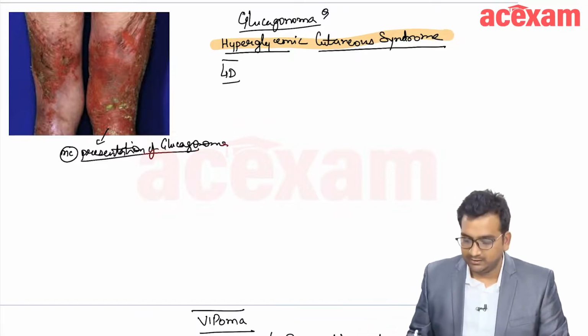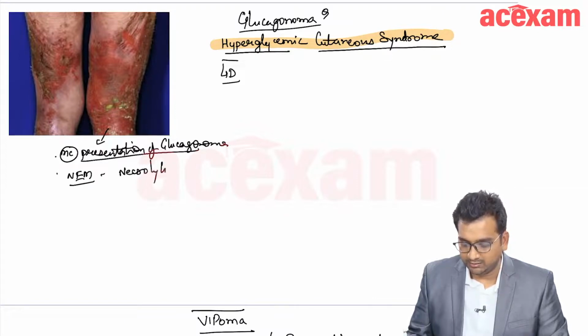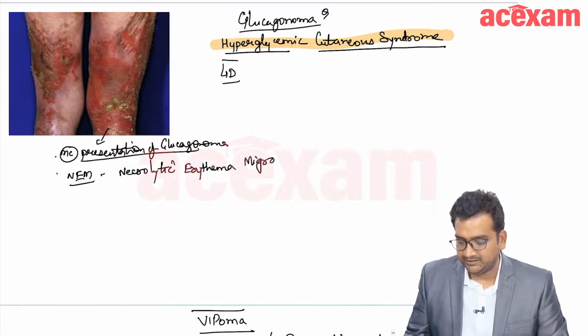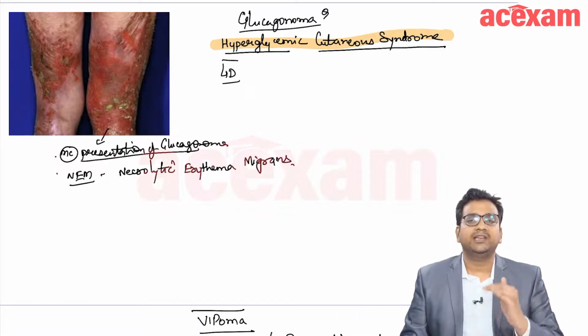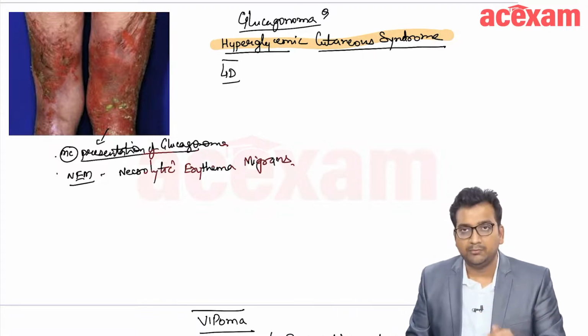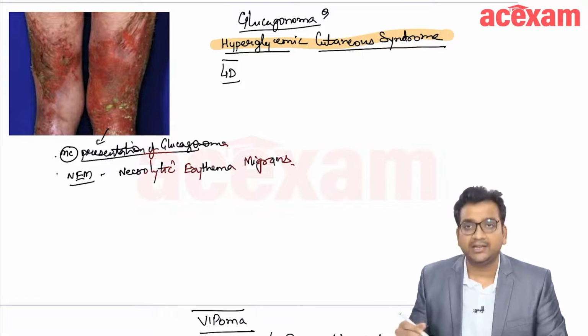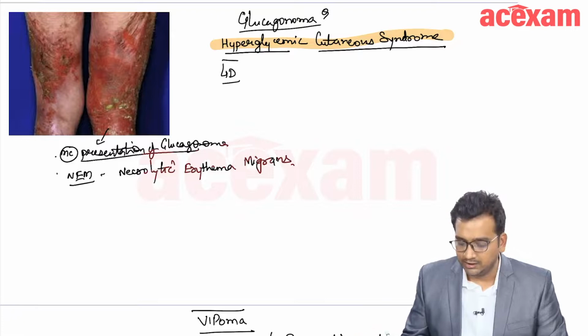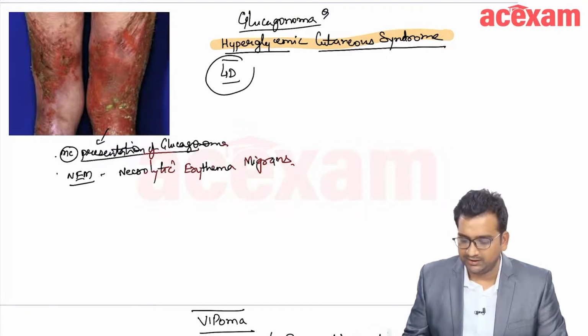Glucagonoma is also known as hyperglycemic cutaneous syndrome, because diabetes is very common and the skin disorder is the most common, in fact. What is the name of the skin disorder? It is NEM, or necrolytic erythema migrans. This type of skin lesion is seen most commonly in these patients, necrolytic erythema migrans, which is diagnostic or characteristic of glucagonoma.